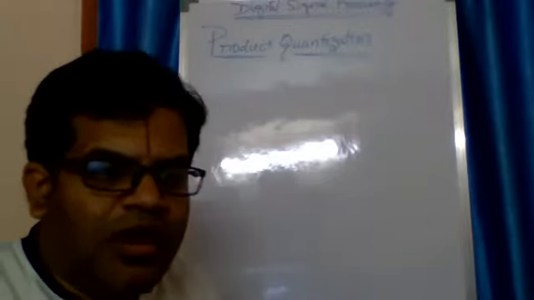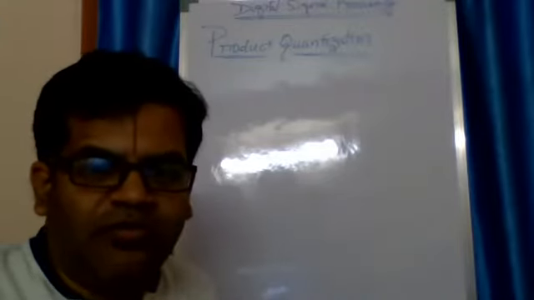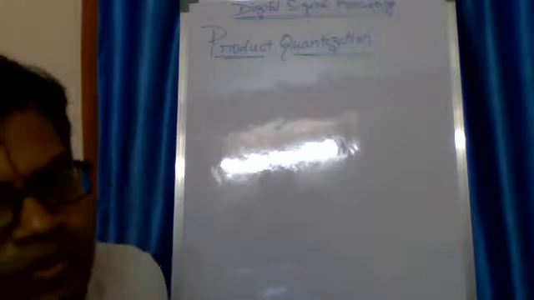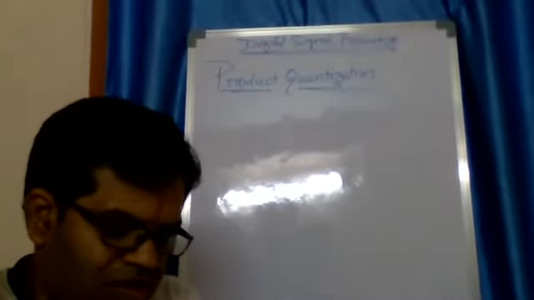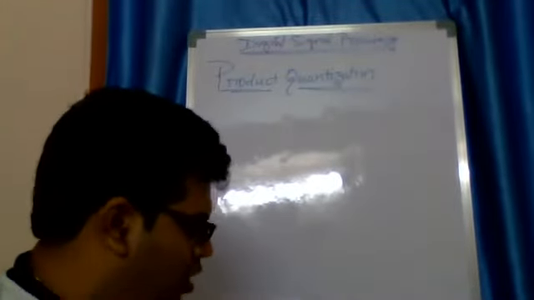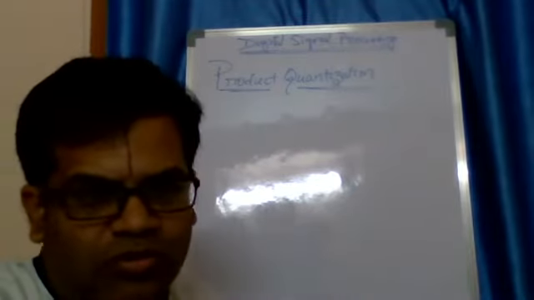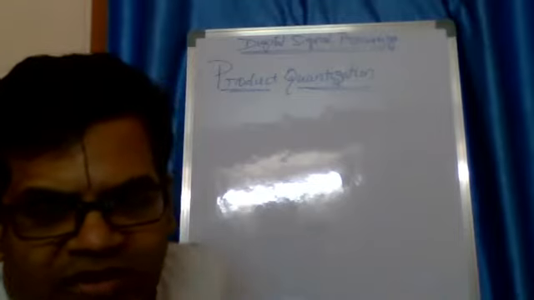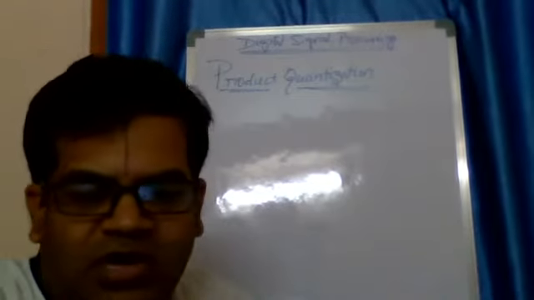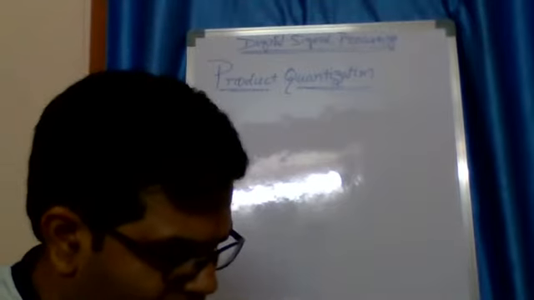Right. So we are in the last part of the discussion about finite wavelength effects. We are going to discuss the product quantization errors. What are these product quantization errors and how are they minimized? This is somewhat similar to the input quantization error, the quantization error due to the inputs that we have seen in the earlier videos.